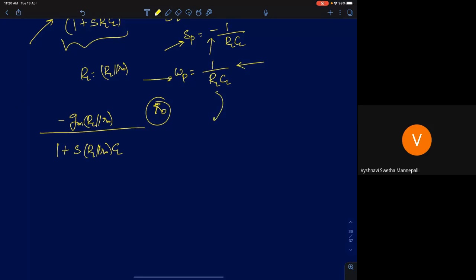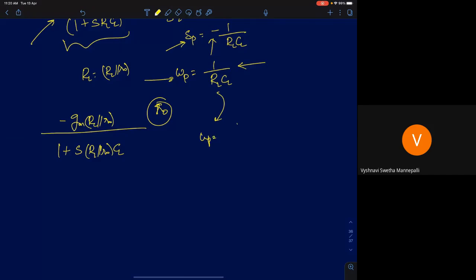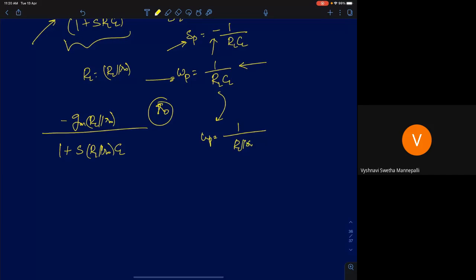Now look at this expression. Here your pole becomes 1 by RL parallel r0 into CL. RL parallel r0 will be smaller than RL, which means your pole increases. And the gain, since it is Gm times RL parallel r0, is less than Gm times RL, so the gain reduces.